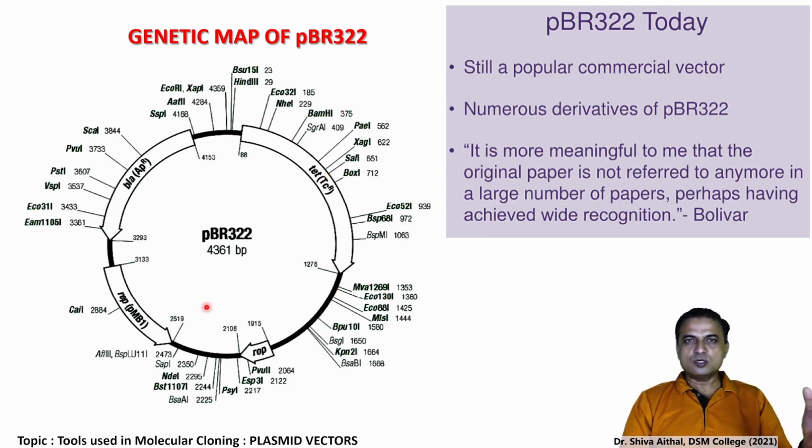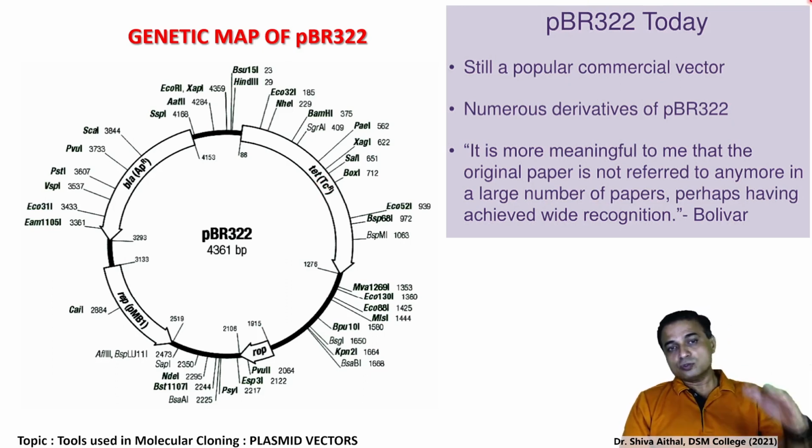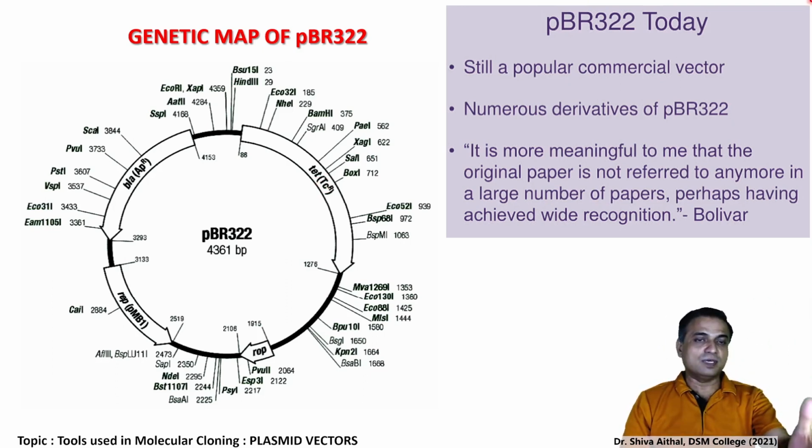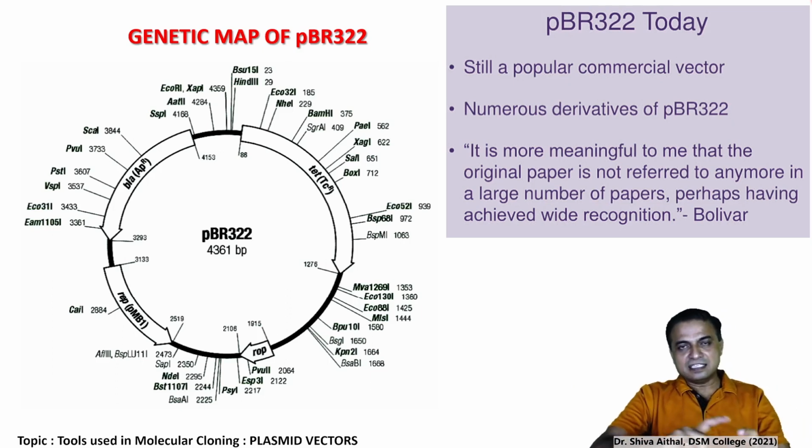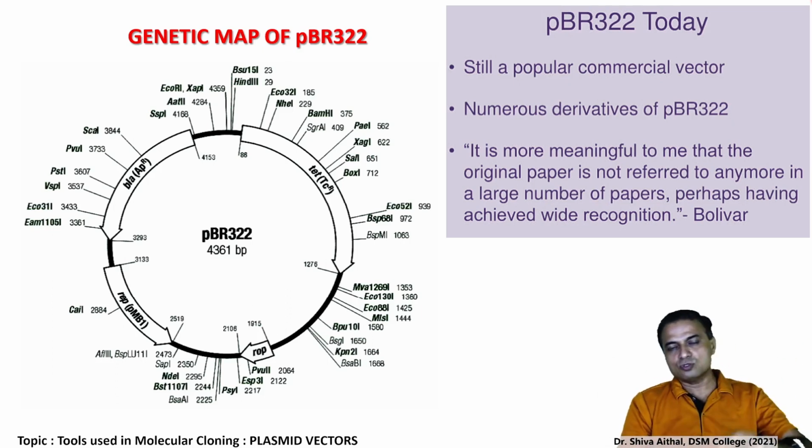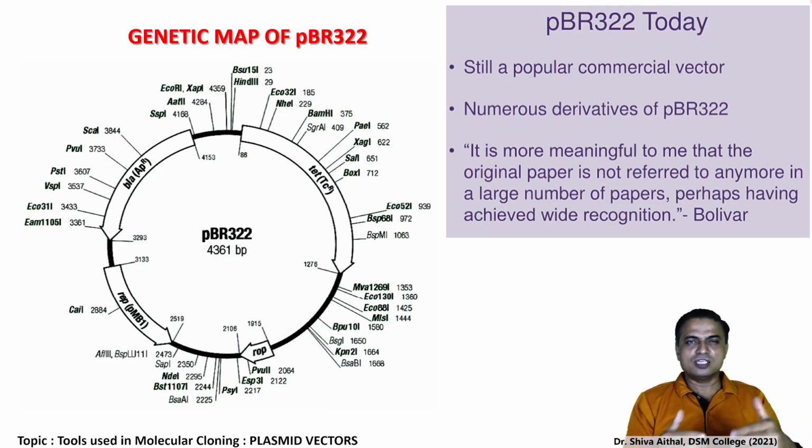Finally, what is its state today? Today it is not being used, because many other vectors have been constructed from its origin, and more advanced facilities and provisions are available in modern designed vectors. But still it is a very popular commercial vector for studies at the very basic level. There are hundreds of derivatives which can be designed from this. It is available in the market. When I say it is not used, I mean it is not used as it is. It is modified and manipulated, more genes are introduced, more genes are removed, and some technological manipulations are done, but the base is pBR322.